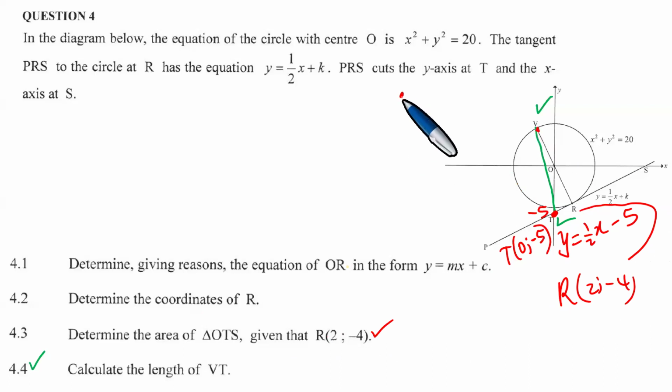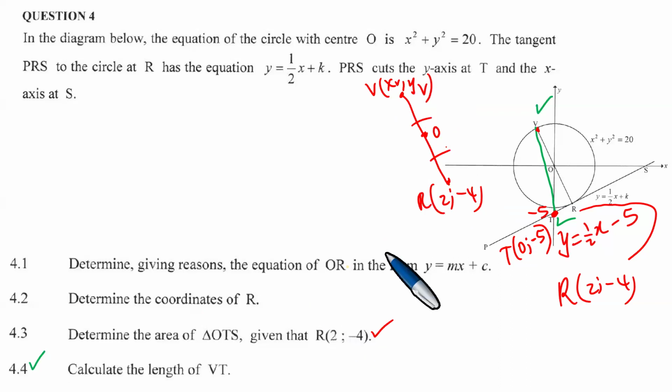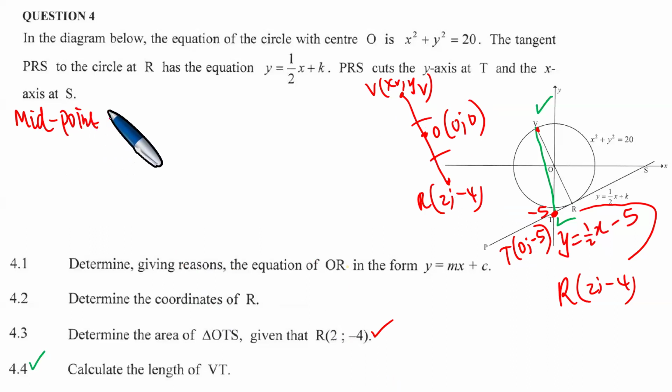So in other words, if you have a line like this, and this one is the origin, and this is a diameter because it passes through the center of the circle, and the point R has the coordinates 2 and minus 4. It's a midpoint concept, and V has its xV, yV coordinates. The origin has the coordinates 0 and 0. We can then find the coordinates of the point V if you know the midpoint formula, so we're going to deal with the midpoint.